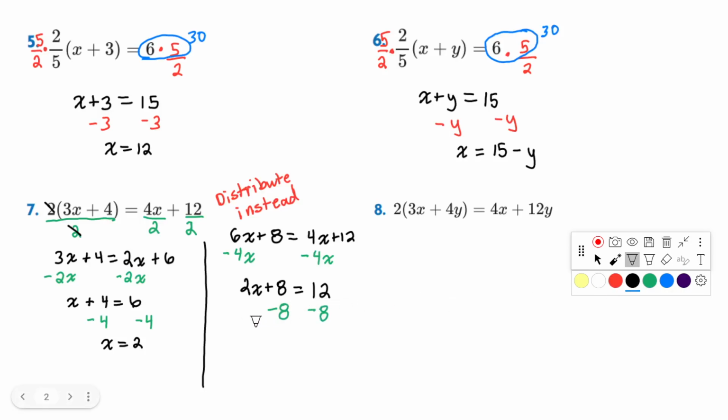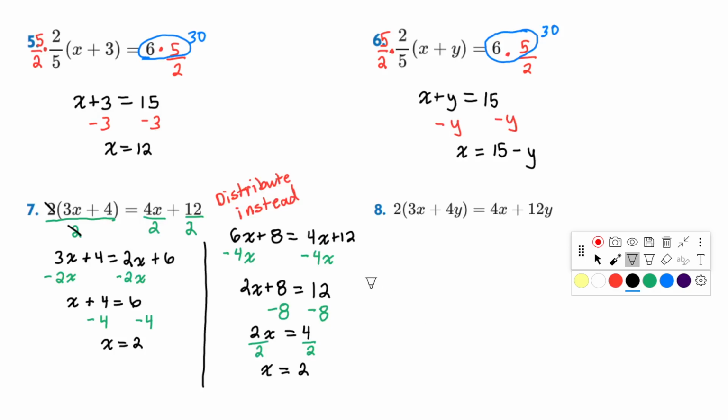And we have 2x equals 4. And then I can do the inverse of the multiply by 2 by dividing by 2. And you'll see I get the same answer as when I divided by 2 to begin with. I get x equals 2.